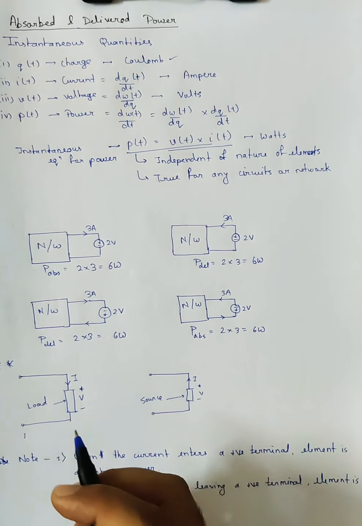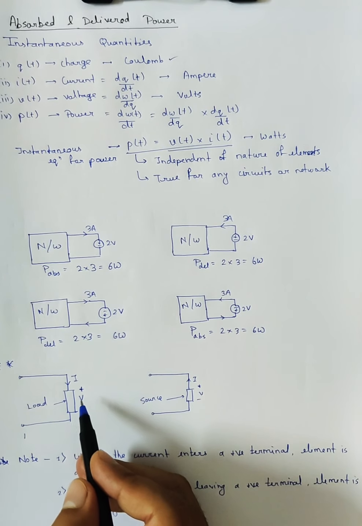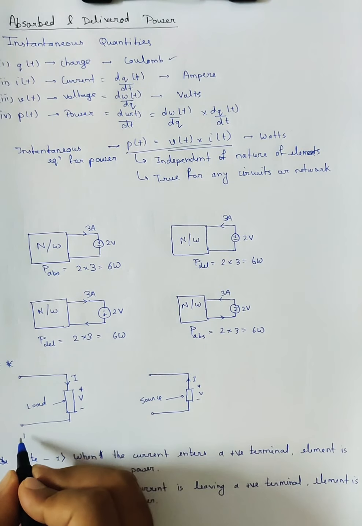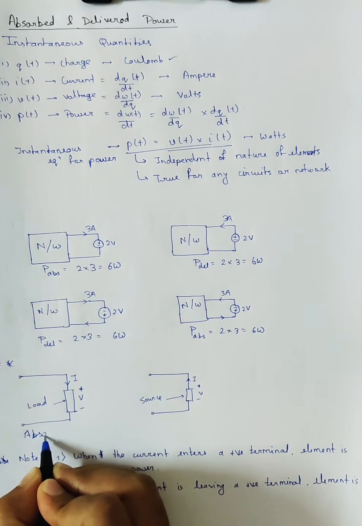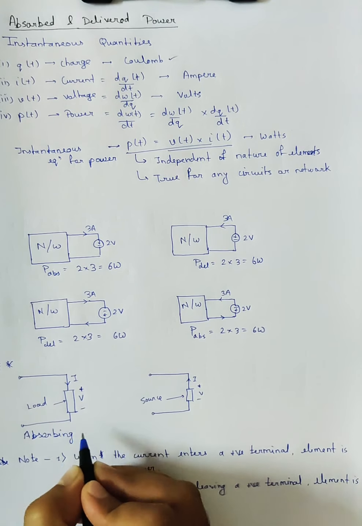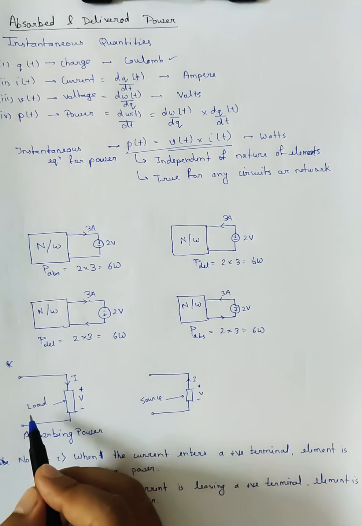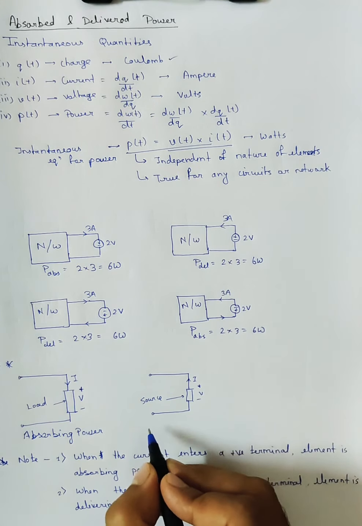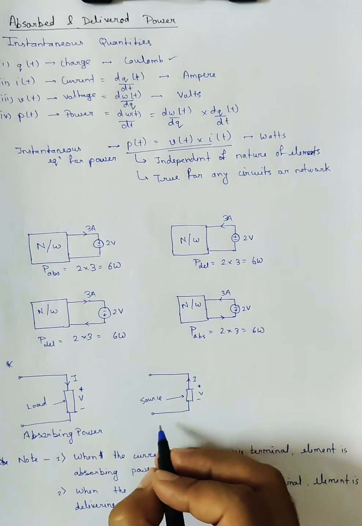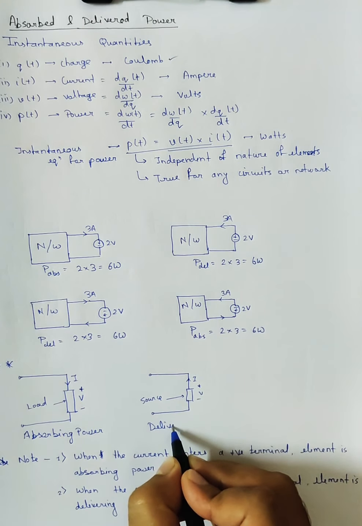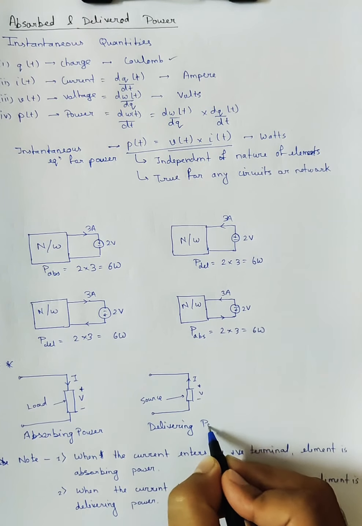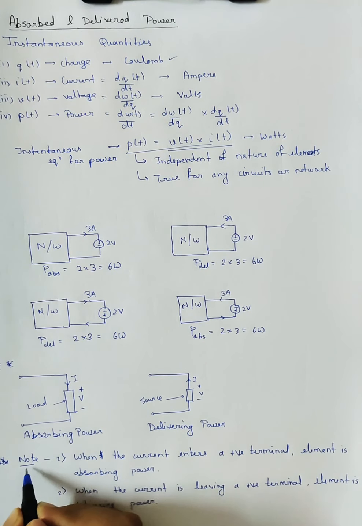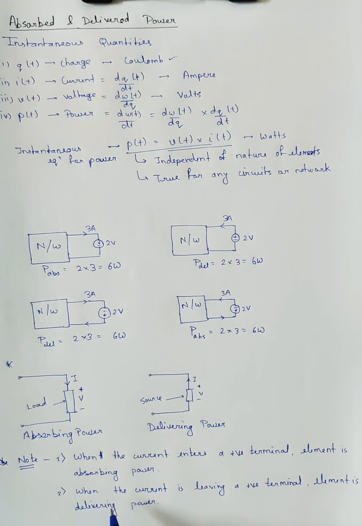Here is the thumb rule. If the current I is entering a positive terminal, then that element is absorbing power and it will act as a load. If the current is leaving the positive terminal, then that element will be delivering power and will act as a source. So here is the note that I have already written.